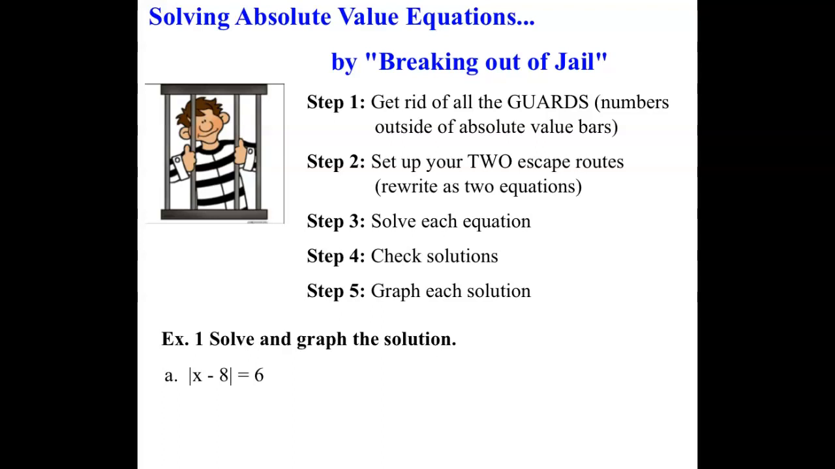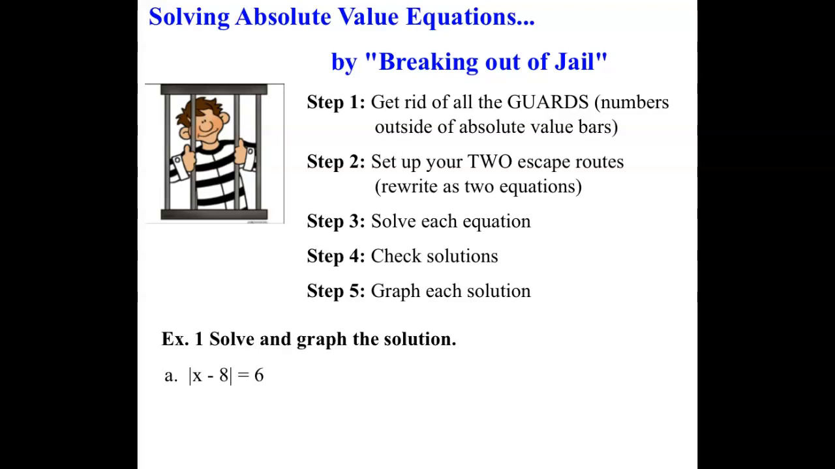The first thing, it says, get rid of any guards. It's not very logical to say I'm going to break out of jail if there's a whole bunch of guards standing in front of your door. Right? So we're going to get rid of the guards. The guards are any numbers that are around our absolute value bars, but not inside them. So that's the first step. We want to get rid of any of those extra pieces that are outside.